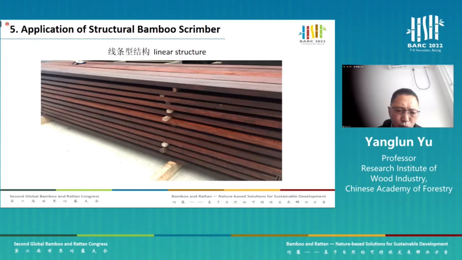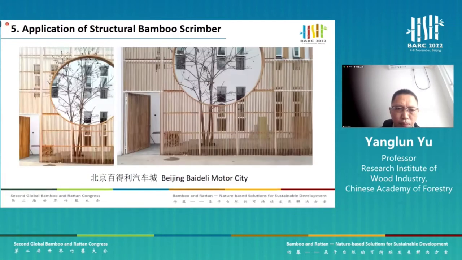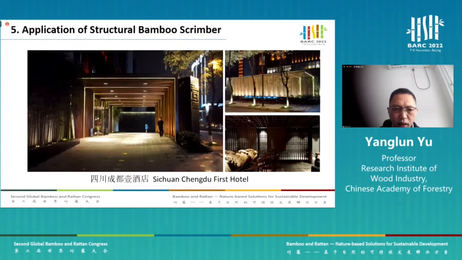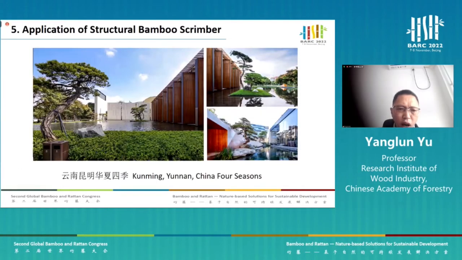And also, bamboo scrimber has a linear structure. It is quite stable in both height and length. The slenderness ratio can be 300 to 1, and the length is less than 180 to 1. So currently it is being used in the Beijing Victoria Gallery and the Beijing Li Motor City, the Sichuan Chengdu First Hotel, as well as a Beijing courtyard house and China Four Seasons in Kunming, Yunnan. This structure is really beautiful, and it shows the elegance of the bamboo material and also preserves the natural texture of bamboo.